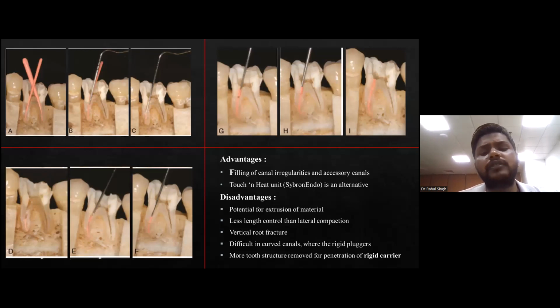And also more tooth structure is removed for penetration of the digit carrier. If you're trying to do that, you have to do filing in that particular area so that your plugger can reach at least 3 to 5 mm from the apex. We don't want any excessive removal of dentine structure, because if you remove excess structure, you're more prone to fractures. So that is a disadvantage of this system.